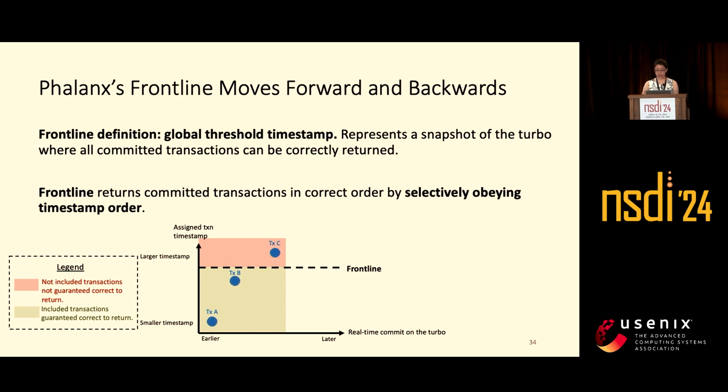When returning transactions, the frontline only selectively obeys the timestamp order. That means that when transactions are timestamped in increasing order, like in a normal single machine database, the frontline is calculated to move forward, returning more and more transactions. But when a smaller timestamp transaction commits out of order, the frontline moves backwards, just below that transaction's timestamp.